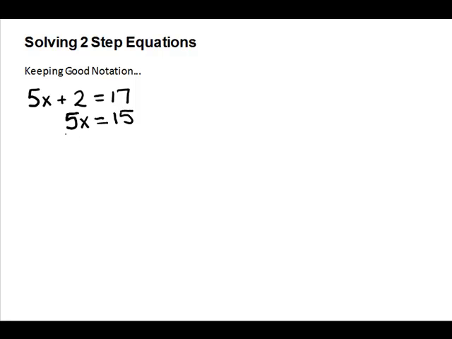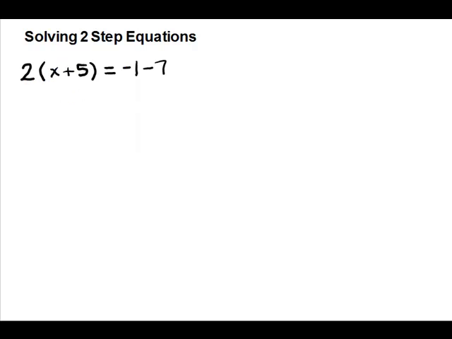Now go back on the left and you're ready to divide by 5. If I divide by 5 here, it will cancel to leave me just x. And I also have to divide by 5 on the other side. 5 into 15 will go 3 times. So you should have at least this many steps.